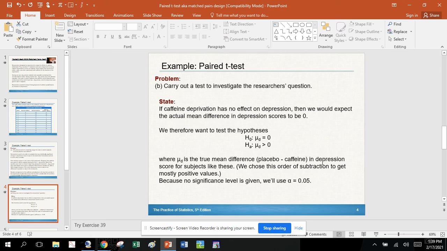Okay. And because no significance level is given, we're going to use an alpha level of 0.05. That's a significance level of 0.05. That means that the probability that we've actually made a mistake in our conclusion at the end is 5%.